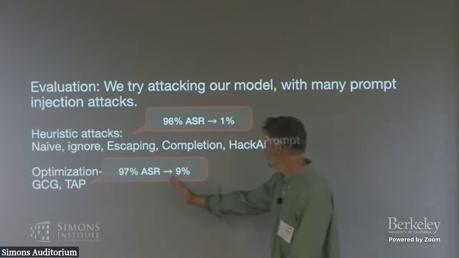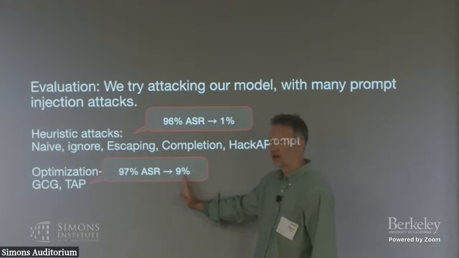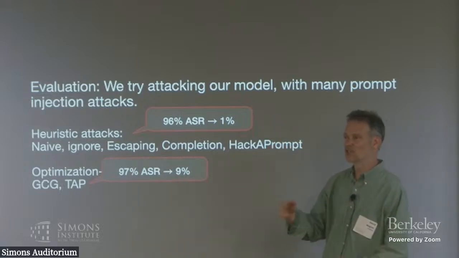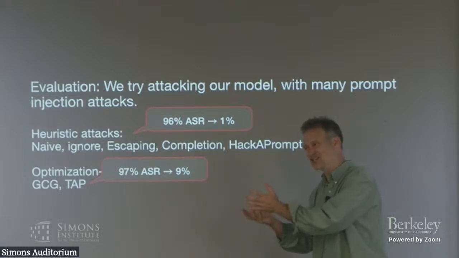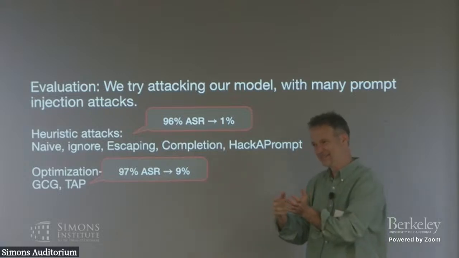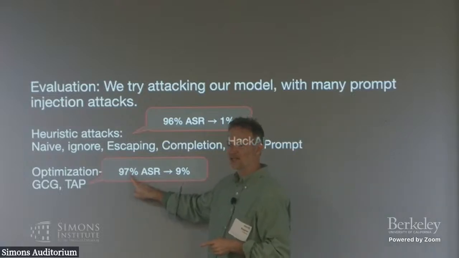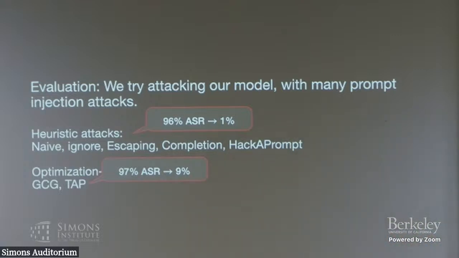They also succeed almost every time against existing models. But for our defended model, they still succeed some of the time. For instance, the TAP attack, which is a black box attack that uses an LLM to generate these injections to attack an LLM, using LLMs to attack LLMs, is successful 97% of the time against an undefended model, and 9% on our model with these protections added.